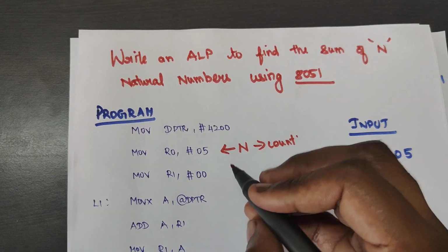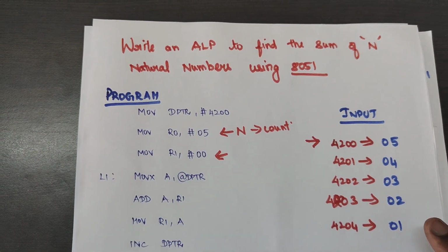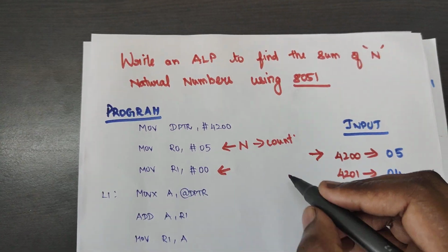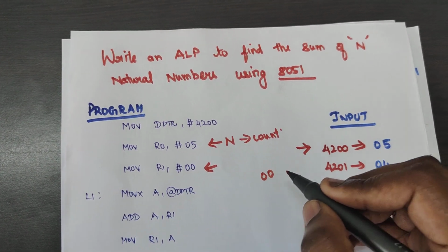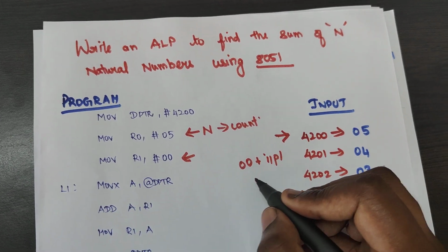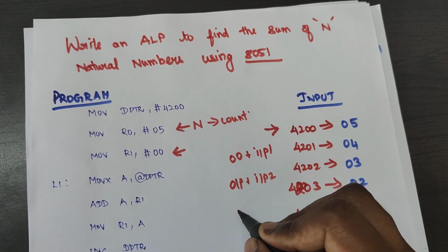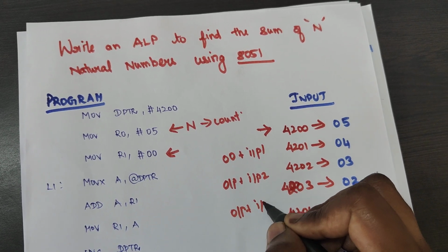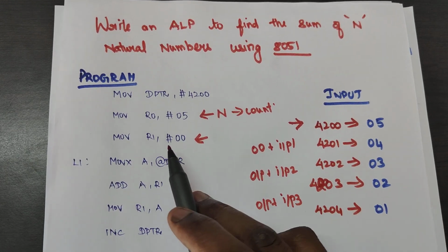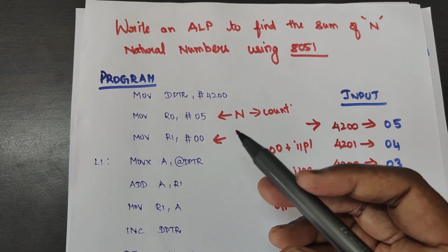Next I am clearing my R1 register, because I told you with my first data I am going to add the next data. Initially I will have 0. With this 0 I will add my first input, and with the output of this I will add the next data, and with that output I will add my next input. So this will be the concept. I am just loading my R1 register with 0.